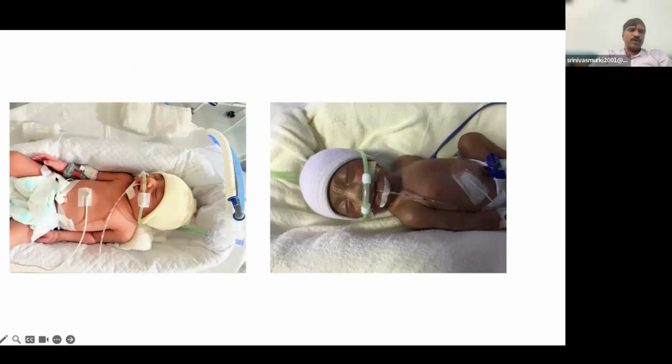So maybe you can tell me what is the problem here. There are two photographs shown here, the one on the left and one on the right. So which is correct and which is wrong, and why is the left or the right correct? So first tell me which is correct, the left or the right?